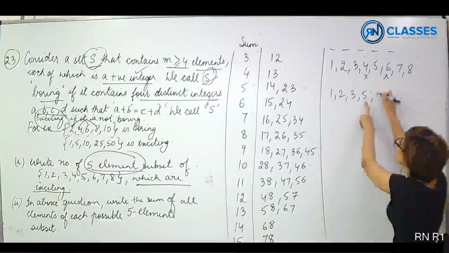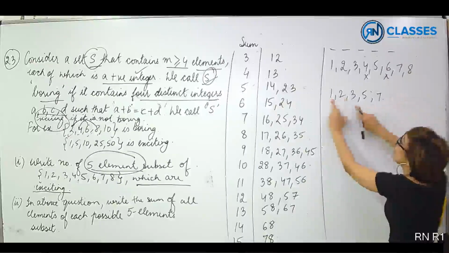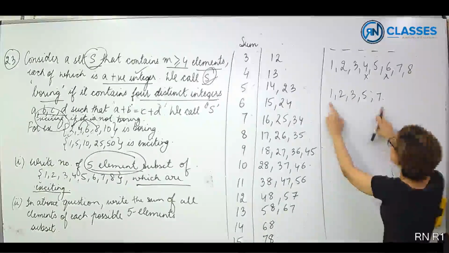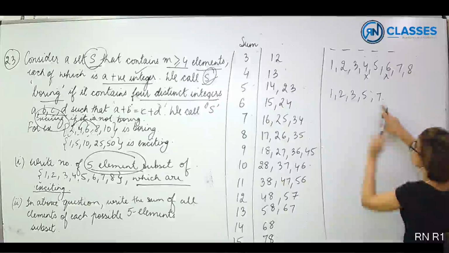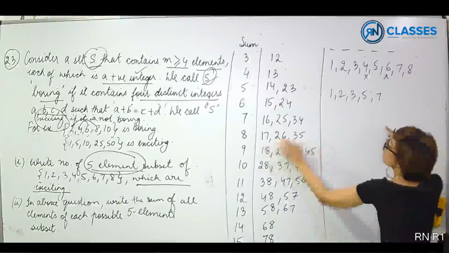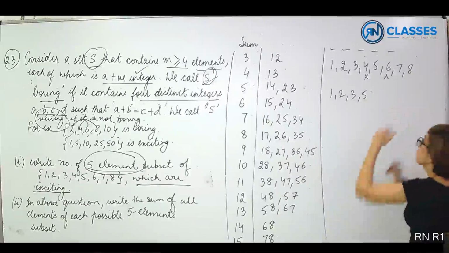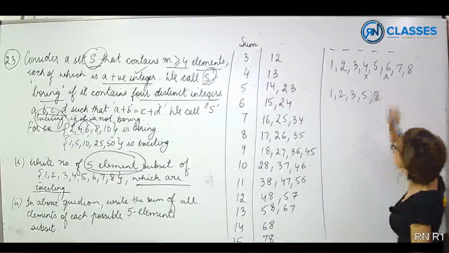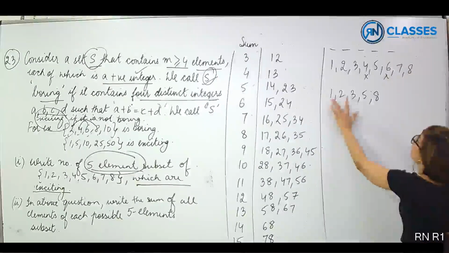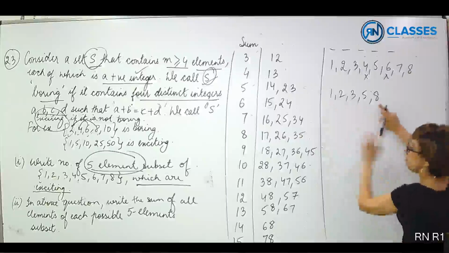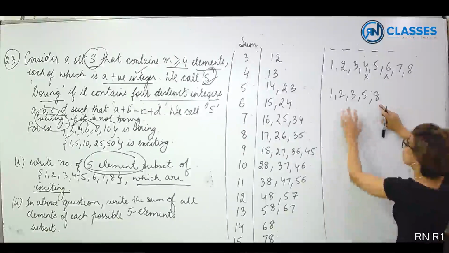Now 6 cannot come, so maybe I can have 7. Let's see whether that works or not. 1, 2, 1, 3, 1, 5, 1, 7. Now the thing is, if I put in 1, 7, it will clash with 3, 5. So that means I cannot put in 7 also. So let me put in 8. Let's see whether that works. Now 1, 2, 1, 3, 1, 5, 1, 8. Sorted. Nobody is having problem with each other.